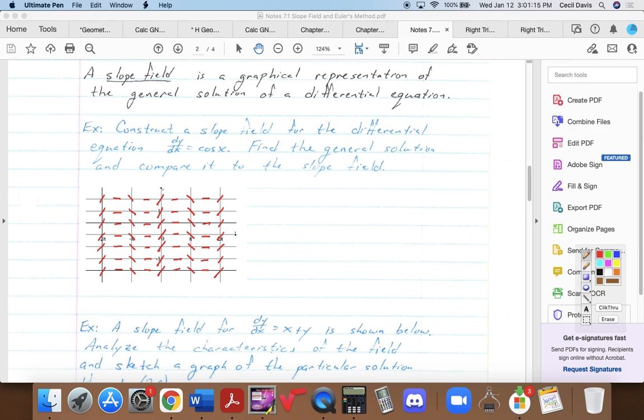All right, now find the general solution. The general solution would be y equals, the antiderivative of cosine is sine plus c. If I were to graph, say, sine of x plus 2, now let's do sine of x plus a half, because then it'll go through this point right here.